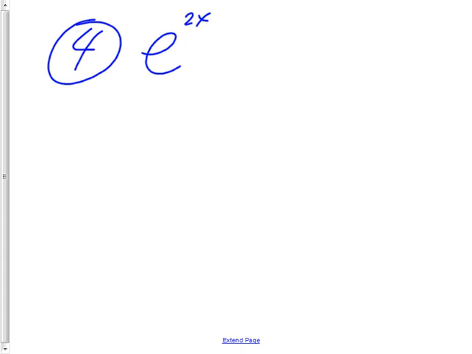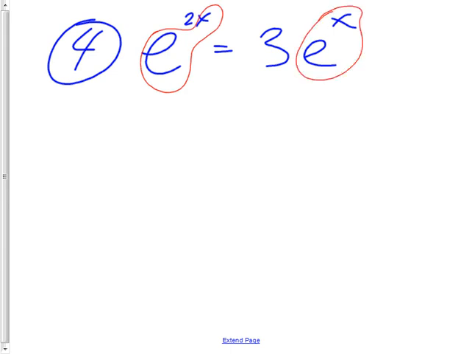Number 4, e to the 2x equals 3e to the x. All right. And now I'm going to do a U substitution because this is complicated. But if I pull out the e to the x out of both of them, I can put a u in there, and it'll make it way easier. U squared equals 3u. That should tell you, oh, this is one of those quadratics. See, I've got something squared.